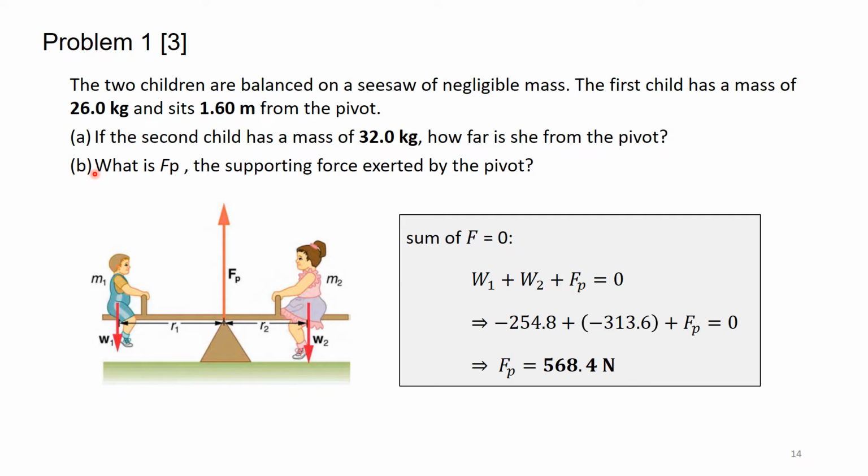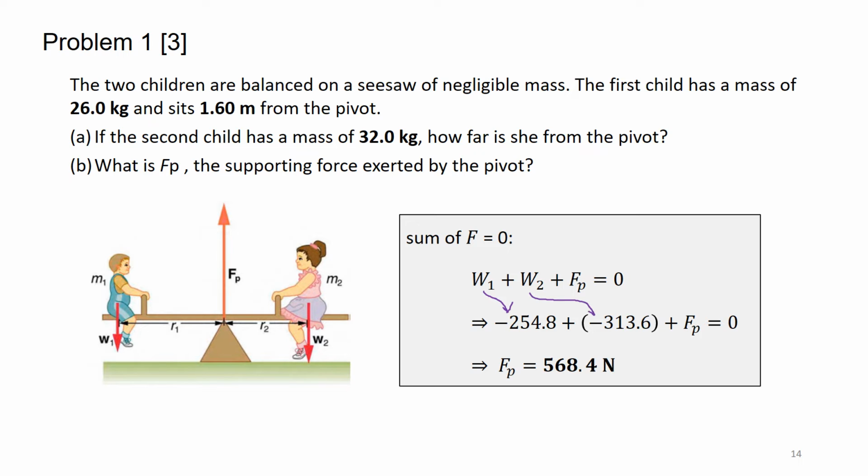Then let's move on to part B. So part B is asking about FP. Okay, so we know what W1 is, we know what W2 is. So what should FP be so that it balances the two weights? For this we can use the other condition of equilibrium, that the sum of all forces must be 0. And what are the forces here? W1, W2, and FP. So you add up W1, W2, and FP, set them equal to 0. Okay, so just like that, and then plug in the values.